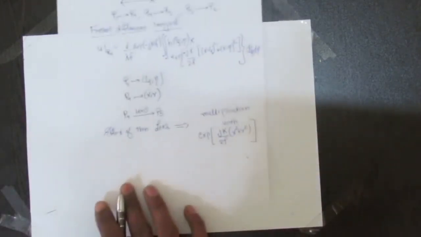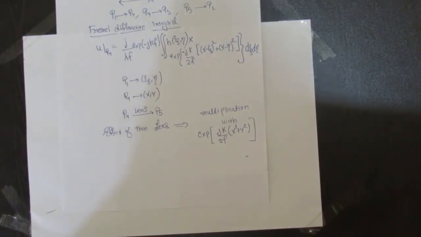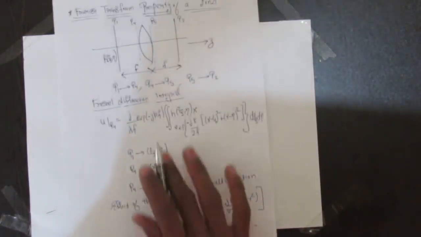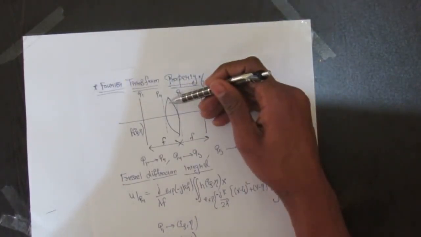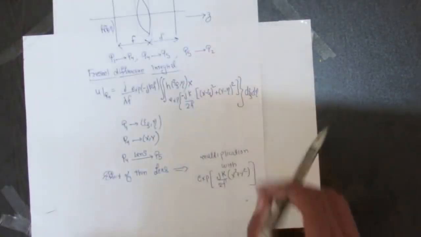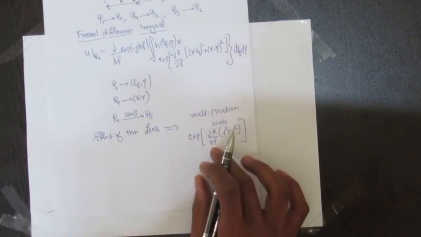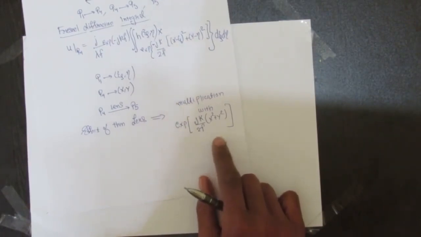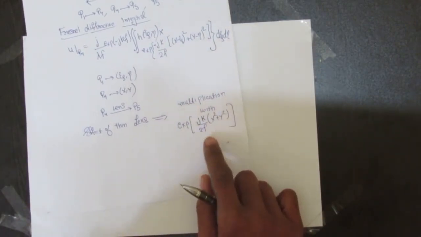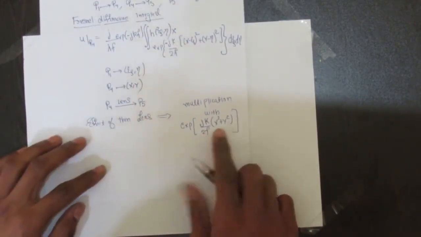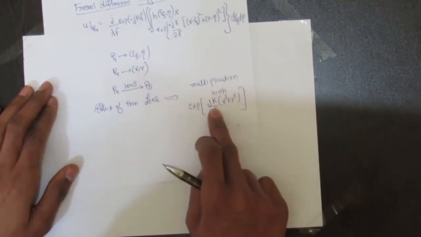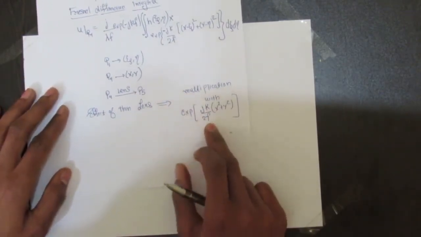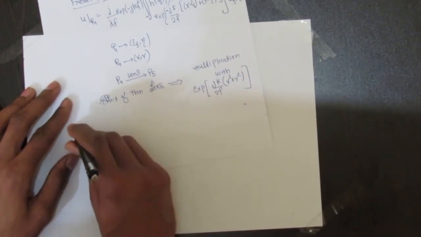Okay, so what you can do is simply multiply the field present at plane P4 with a multiplicative factor e raised to the power jk upon 2f, times (x squared plus y squared). Now you can have a deeper understanding of this factor. I will show you some examples of what it means to multiply with this factor. So let me show you an example.